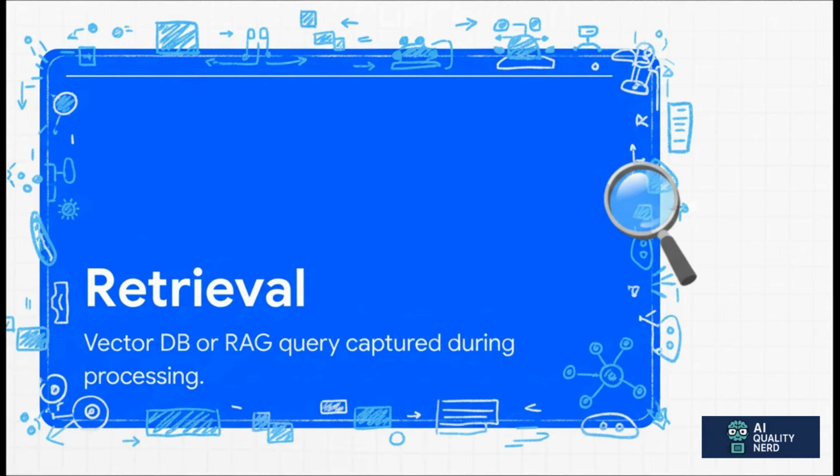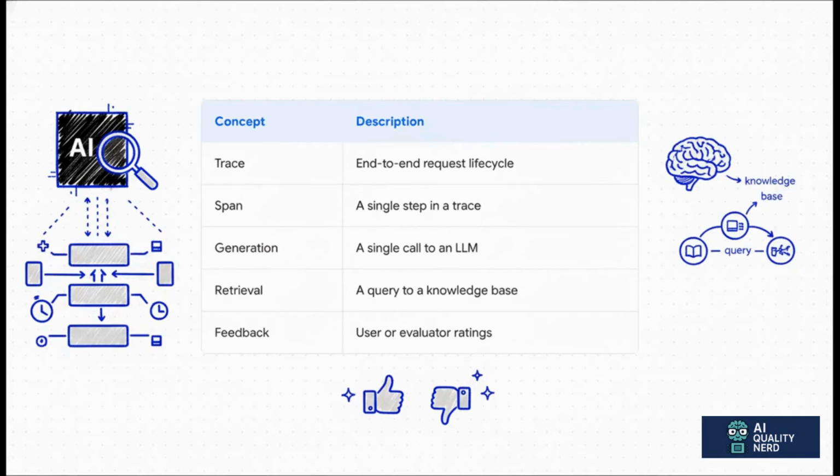Why does this matter? Because it shows you the exact context the model was given right before it generated its answer. For debugging RAG, this is an absolute game changer. So let's recap real quick.